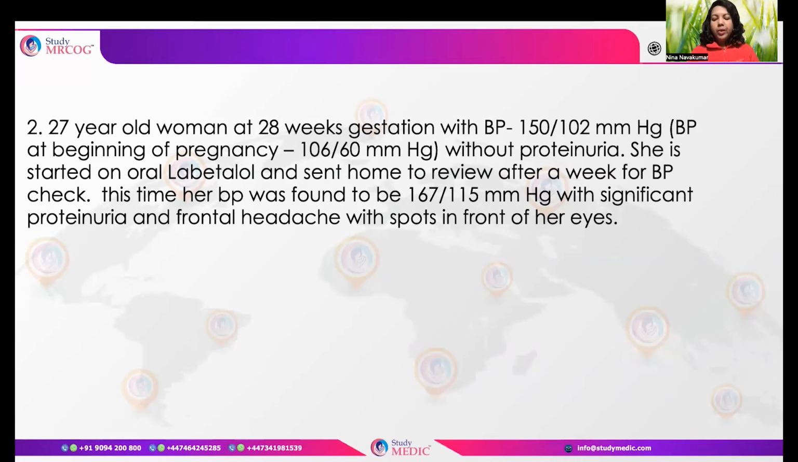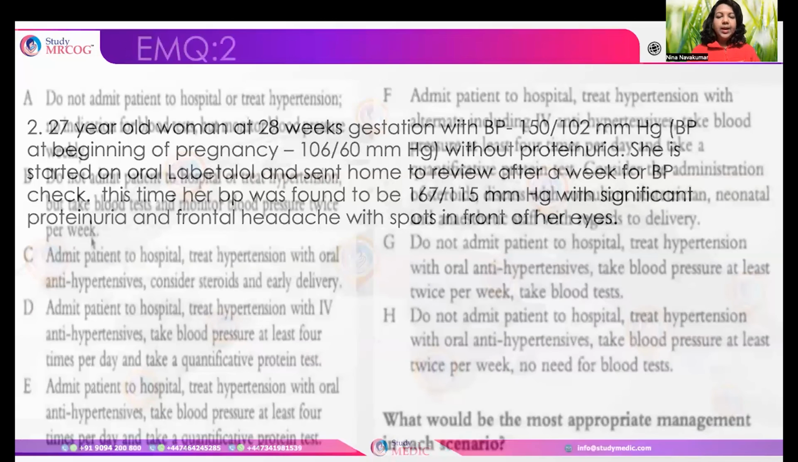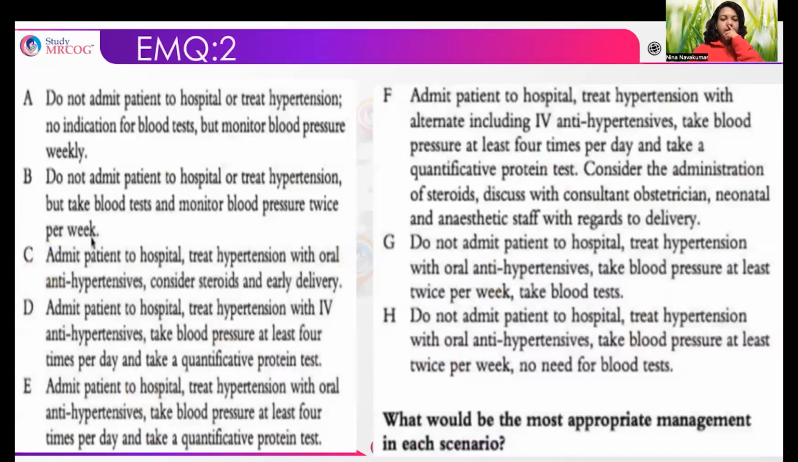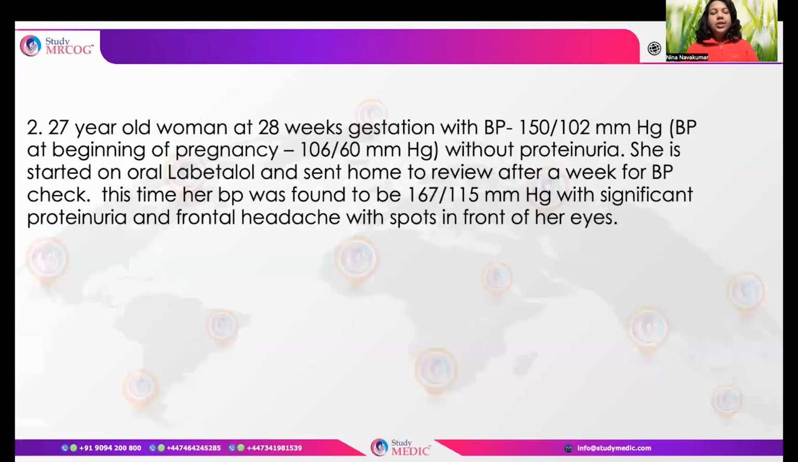And what would be your management? Yeah, again, the same options. So definitely she needs to get admitted. The investigations need to be done. She needs to have BP control with the initiation of intravenous antihypertensive agents. She is 28 weeks of gestation. So we'll just wait to see whether the blood pressure gets controlled with the intravenous antihypertensives. And in that case, if the blood pressure is getting controlled, no need to deliver her.